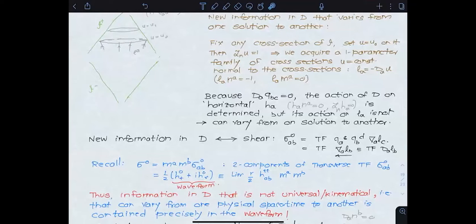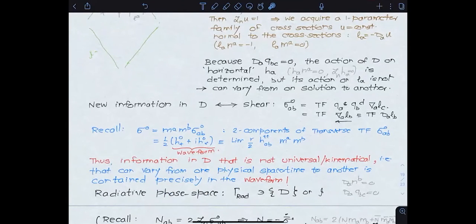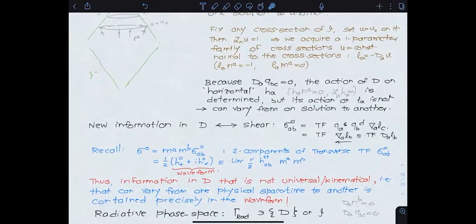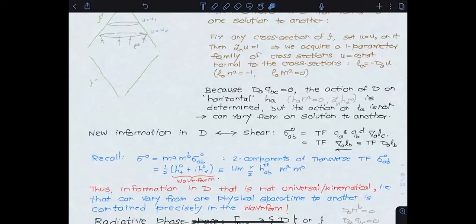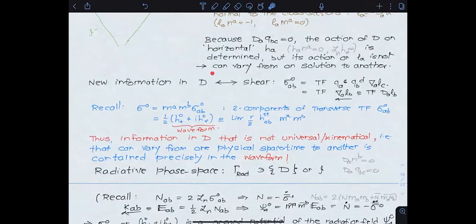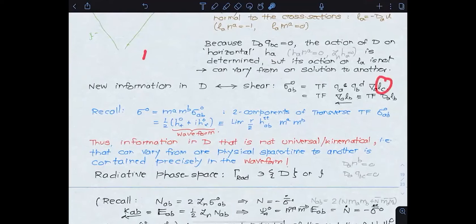So now the point is that because D kills Q, in the angular directions the action of D is completely determined by D q equal to 0. So there's no new information. All the derivative operators will agree on their action on the horizontal one forms. This is something that is non-trivial, but all the derivative operators which are compatible with the metric up here will actually have the same action. But what can vary from one solution to another is really the action on the other object, and the other object is this L. Or if you like, downstairs L is the same as D of u.